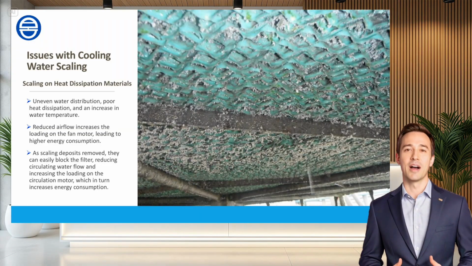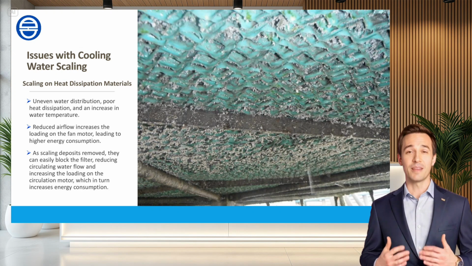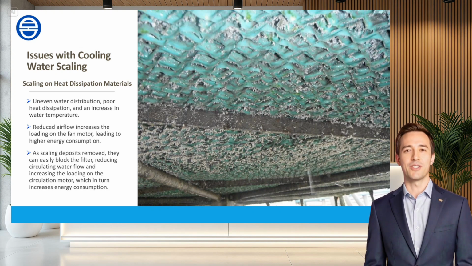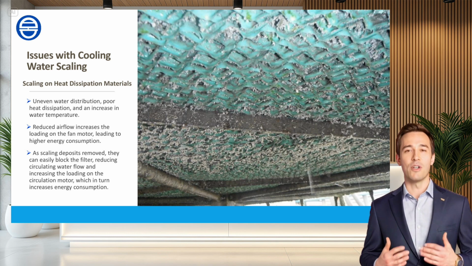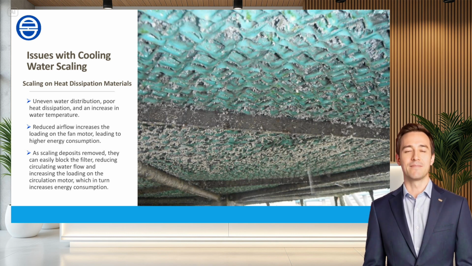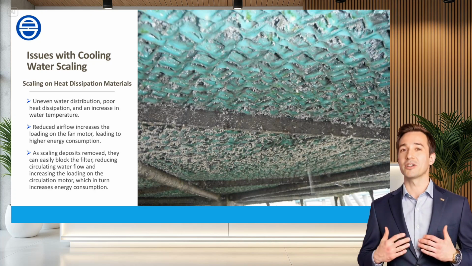So, what kind of problems does scale buildup in your cooling water actually cause? First off, uneven water distribution in the cooling tower. When water doesn't spread out properly over the fill material, heat exchange becomes less efficient and the water temperature starts to rise. Then, as more and more scale builds up on the fill material, it blocks airflow.